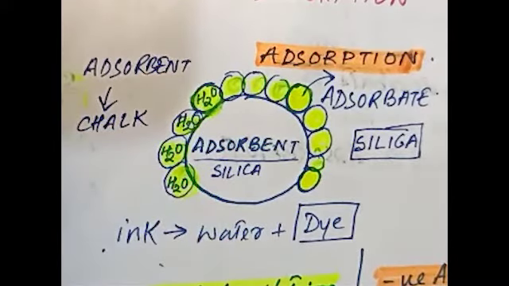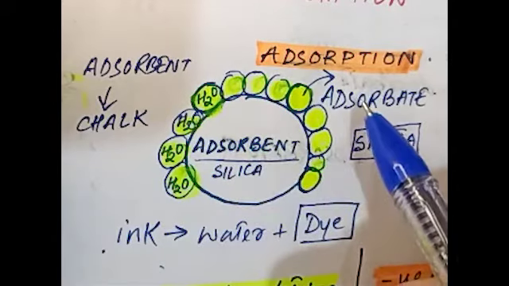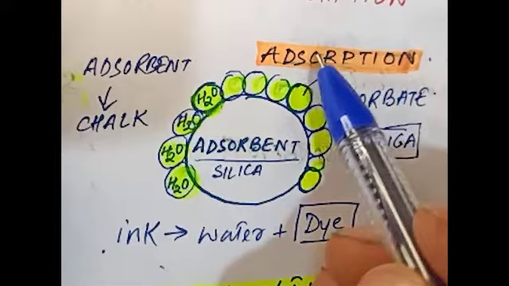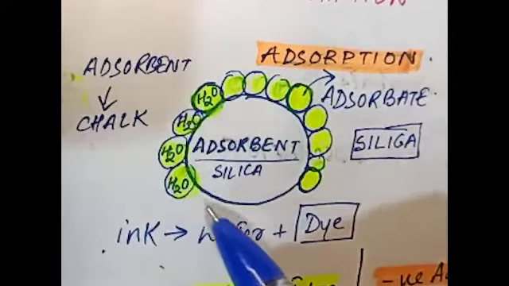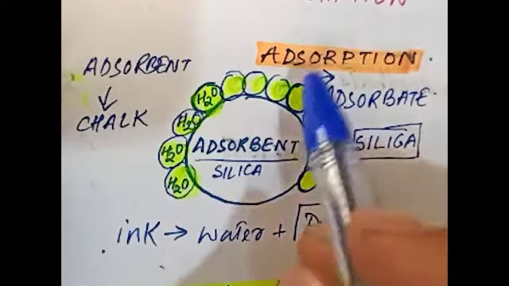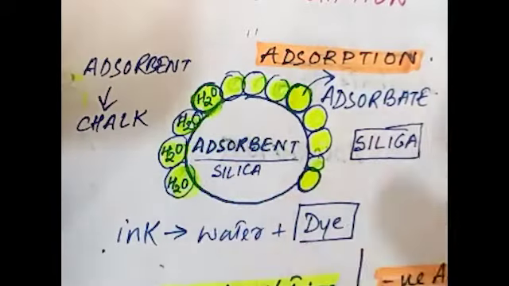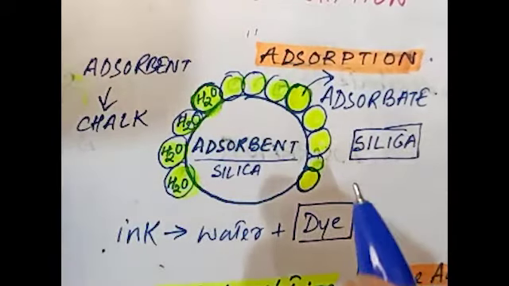Fine. If there is any question. Okay. So what is happening? The surface of this adsorbent is attracting the adsorbate particles on it, and it is retaining it on it. ठीक है? Fine. So adsorption का मतलब क्या होता है? ये adsorbate particles जब adsorbent particles के surface पे चिपक जाता है, that is the process of adsorption. Fine.